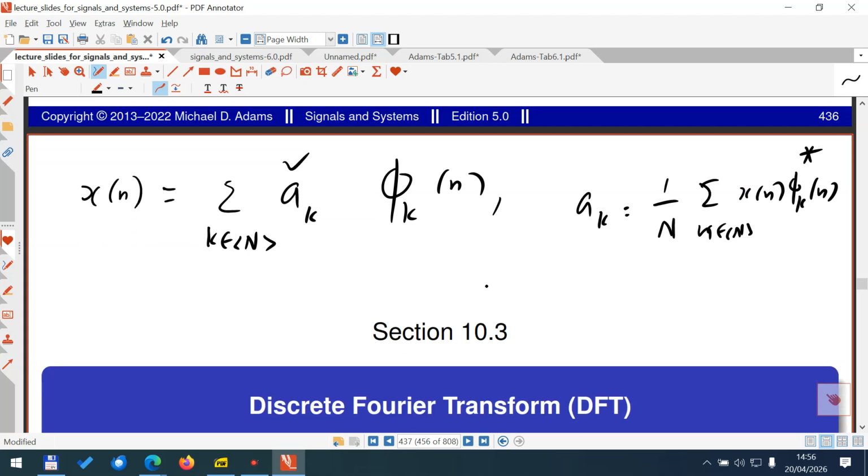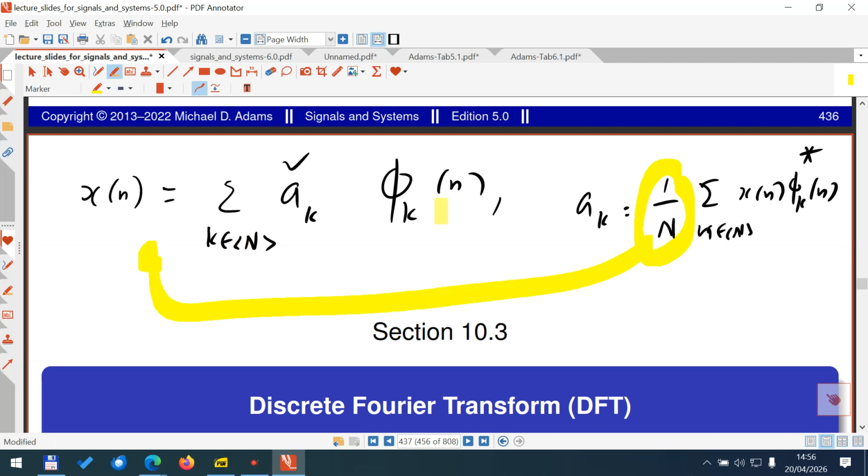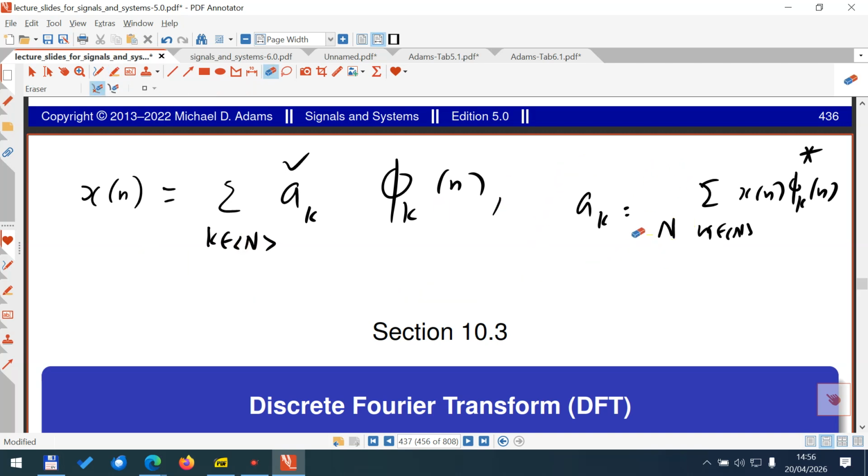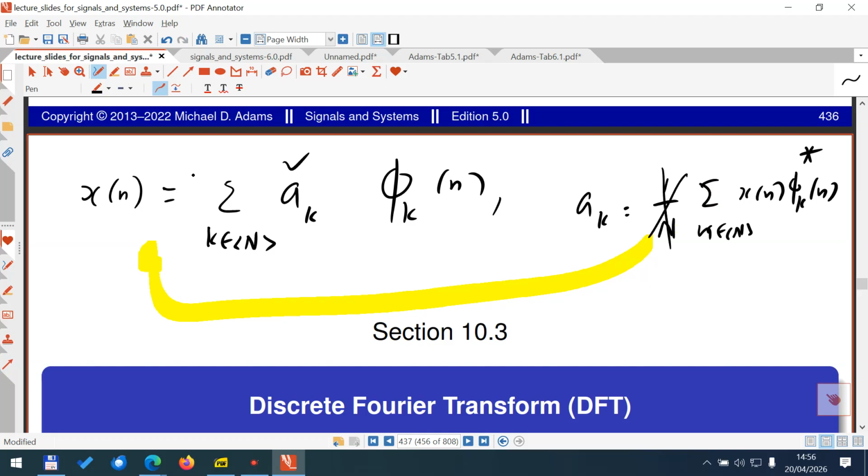For some reason, there's this thing between physics and engineers. They have different conventions. So one of those groups decided to bring this 1 over N here. They want to have this 1 over N here. So I'm now crossing it from here, and I'm bringing it there.